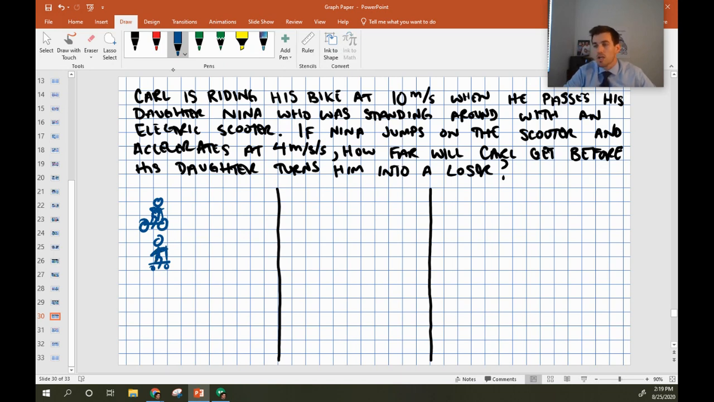Nina riding the scooter. We know that Carl is going at a constant 10 meters per second, and then Nina is going to be accelerating at 4 meters per second per second. And the question is, if she's starting at zero, we know that her initial velocity is zero, then how long will it take for her to catch up to him?